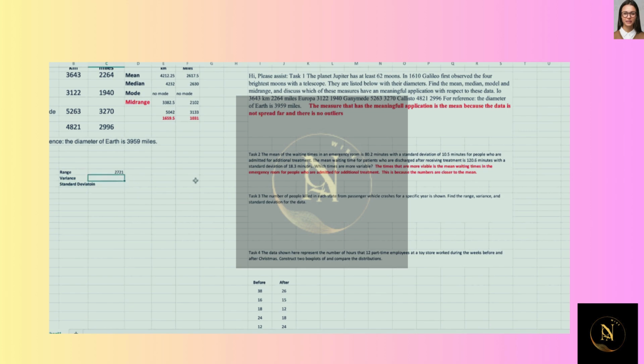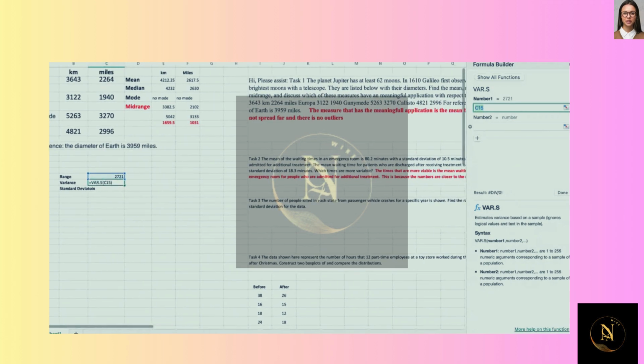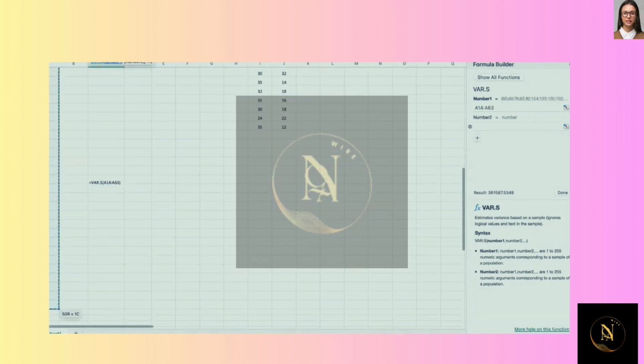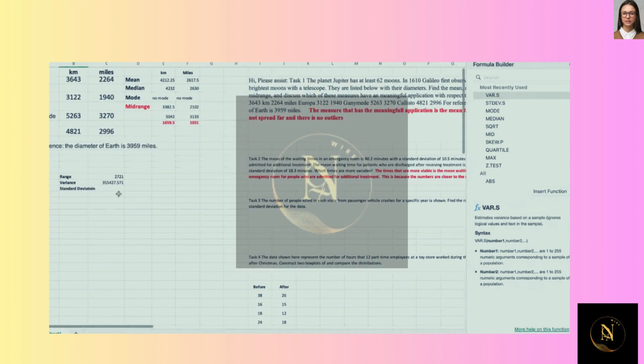Then for the variance, in order to find the variance, you have to find the distance from the mean, square it, and then add them together. What's easier for me is for the variance, I'm going to highlight this number, and now I'm going to add in all of these. I just got to fix this one number. Okay, so that's the variance.